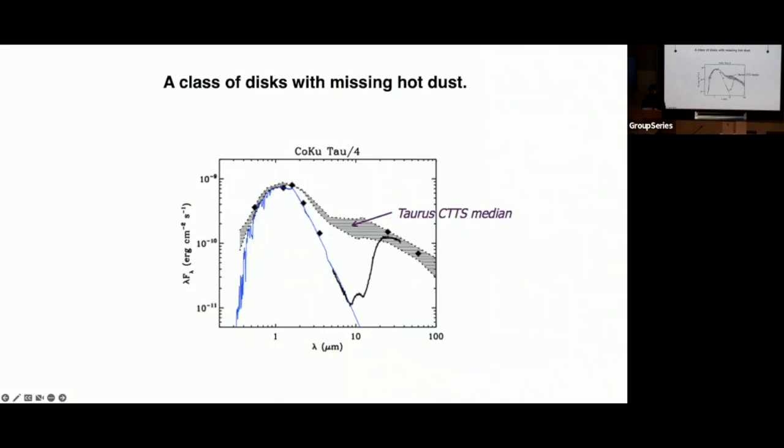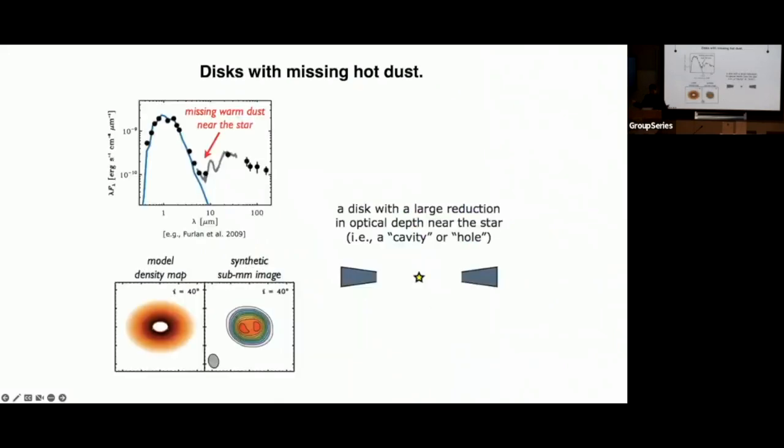Right. The interpretation for that is disks with a hole, right? Disks that are missing the hot dust, right? So this is the model for a transition disk. Right? There's a star, there's a disk that goes beyond, and then you have a hole here in the center. So a model density map here, you pass that through a radiative transfer code, and that's what you get, right? You have here these outer parts, this ring, and then the hole in the middle.